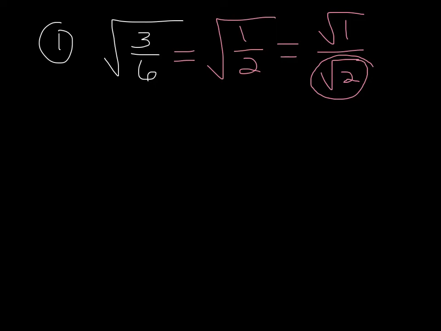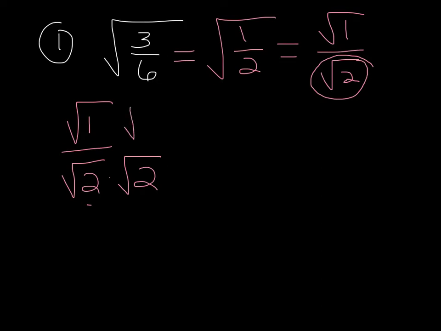So let me rewrite this down here. I cannot have a square root down here, and how we do that is we multiply it by itself. So if I want to get rid of the square root of 2, I'm going to multiply by the square root of 2. Now fractions are a lot like equations. If you do something to the denominator, you also need to do it to the numerator. So if I multiply the denominator by square root of 2, I also need to multiply the numerator by square root of 2.